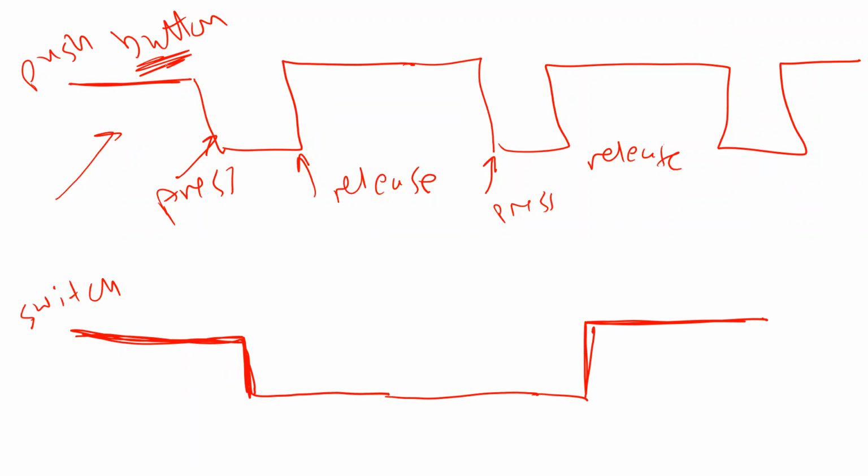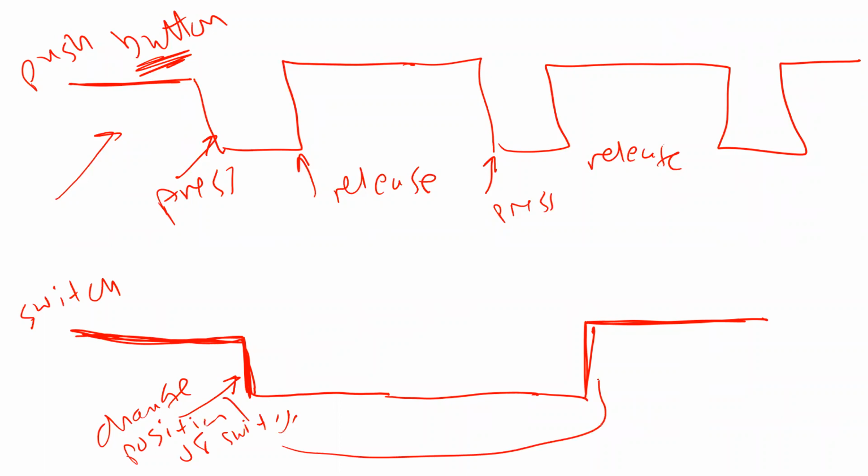Here it's a completely different story. Here you change the position of the switch. Same thing here. Once I bring it low, it's going to continue low forever, and so on. Is that okay? So this is how the signal looks if you use the push button, and this is how it looks if you use the switch.